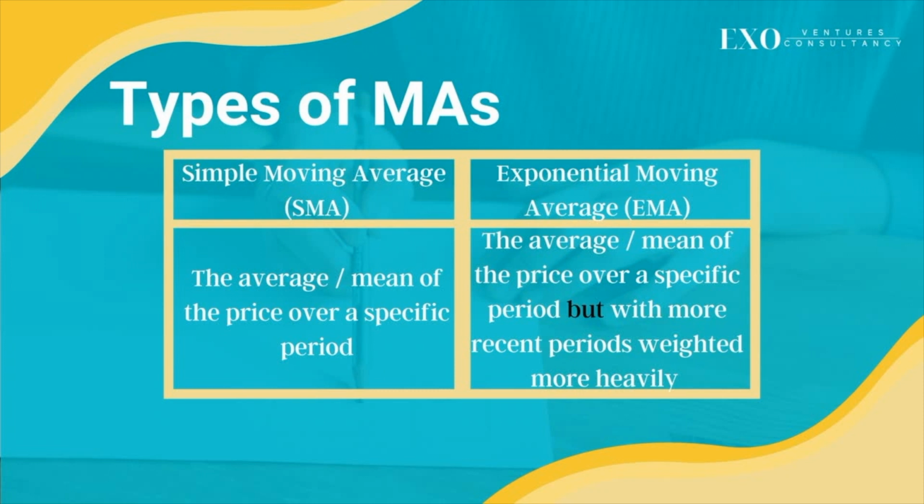Next, there's the exponential moving average, or EMA, which is similar to how the simple moving average works, but the main difference is that the EMA weighs more recent price action more heavily than older price action.